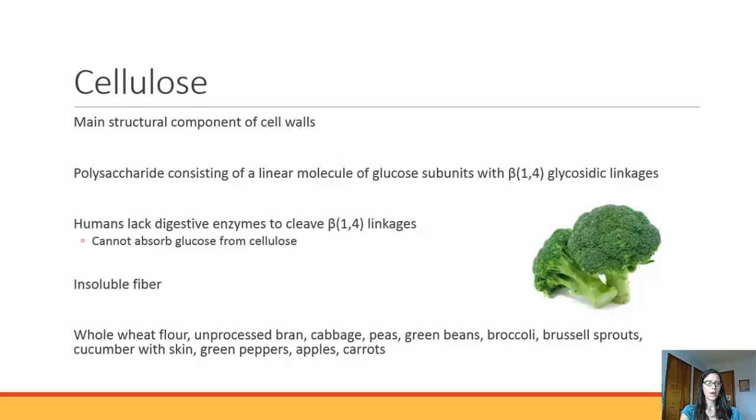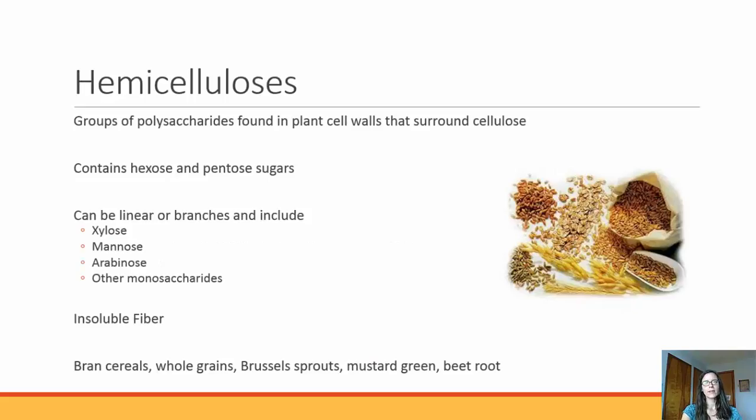So one of the characteristics of fiber is if it's soluble or insoluble in water. Most of our insoluble fibers you can think of as roughage, like broccoli, cabbage, green beans. Then we have our hemicelluloses that are also found in plant cell walls, and these are also insoluble fibers.